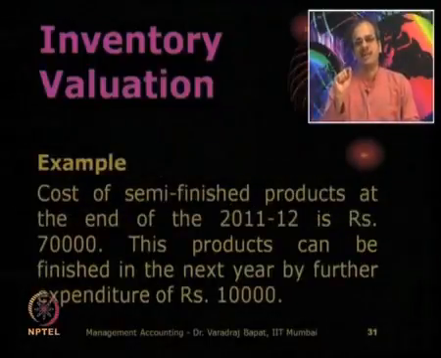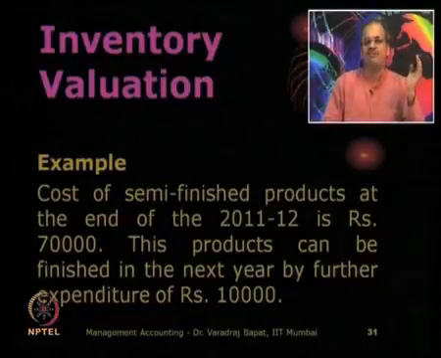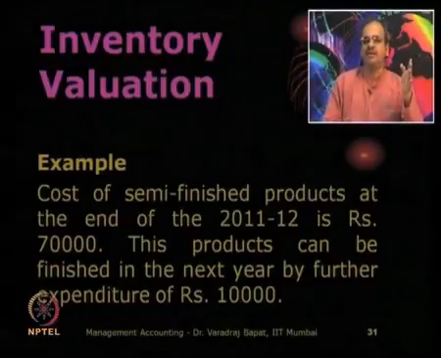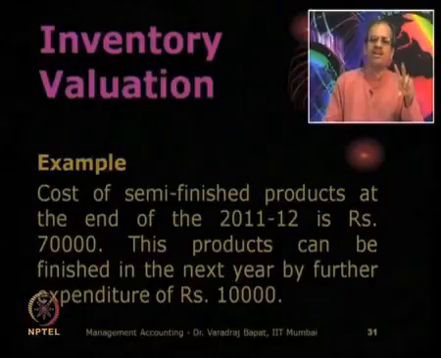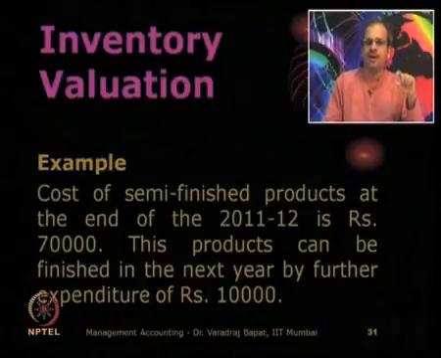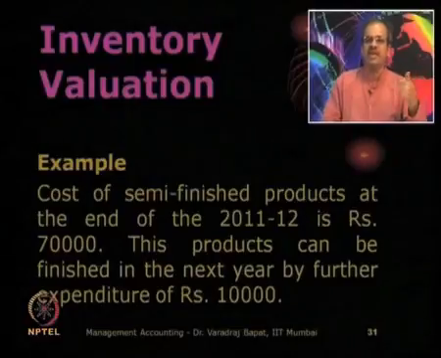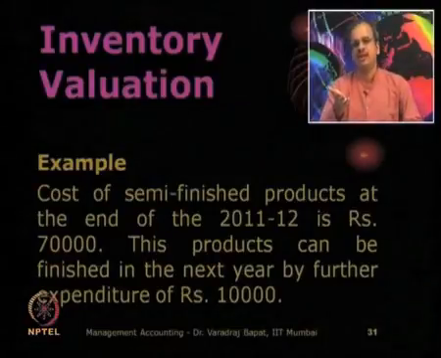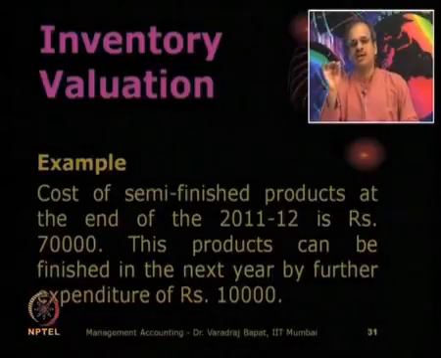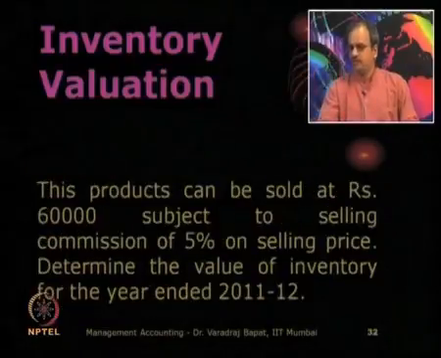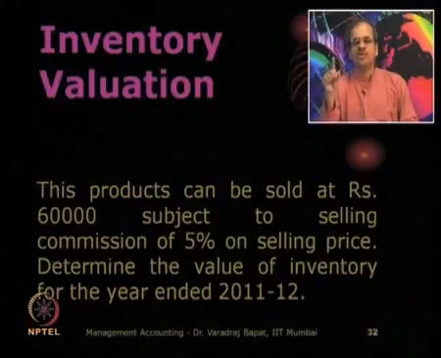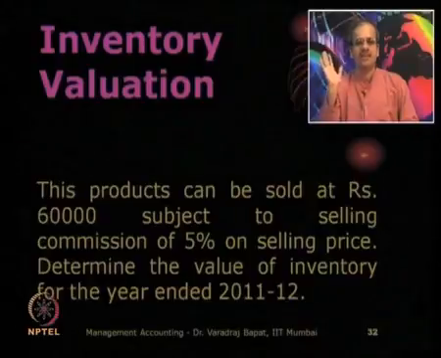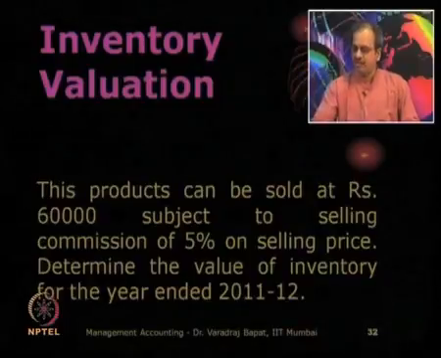So net realizable value is nothing but market value minus the relevant costs which are necessary for sale. Now let us take one simple example. Suppose you have some semi-finished goods in hand, for the year ended March 2012. The cost of the semi-finished product is 70,000 and this product can be finished by incurring a further cost of 10,000 in the coming year. So how much should be the value of inventory? About the market value, it is given that this product can be sold at 60,000, subject to a selling commission of 5% on the selling price. So determine the value of inventory.